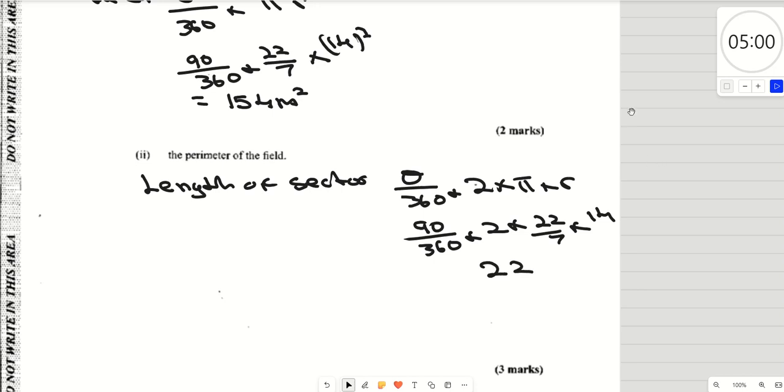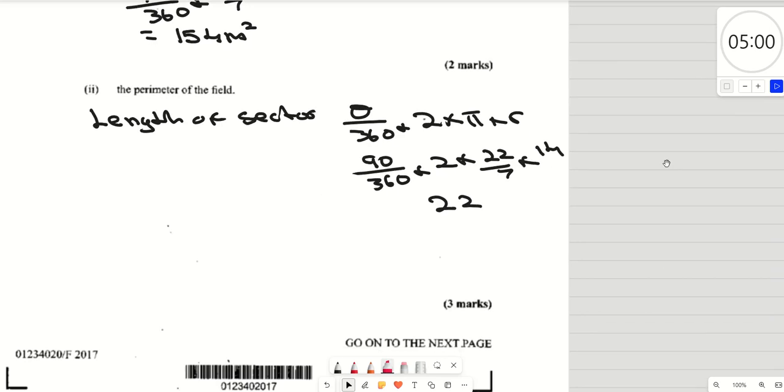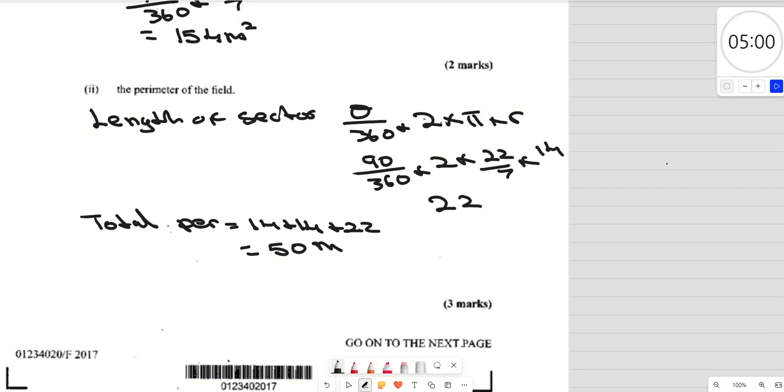However, that is not the perimeter of the field. That is the perimeter of this section right here only. So there's 22, and we know the length from here to here, that's the radius, is 14. So the total perimeter is going to be 14 plus 14 plus 22. So that's 22 plus 28, which is equal to 50 meters. And that would be part 2.